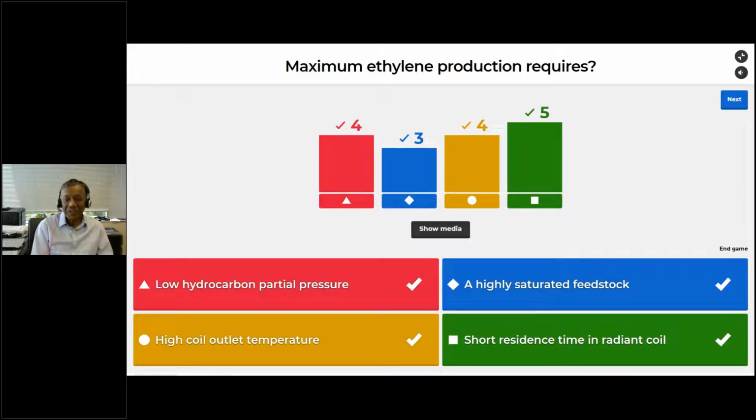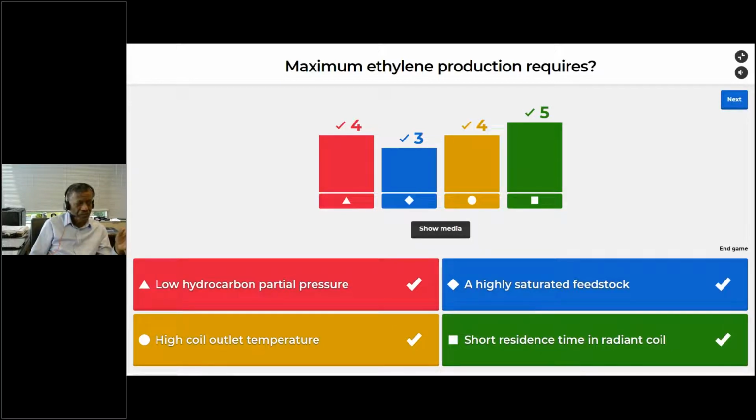This says all the four answers are correct. You need a highly saturated feedstock. That is the first requirement. Then you need low hydrocarbon partial pressure at the outlet. As you see, when you crack ethane and make ethylene plus hydrogen, the volume is going up. And when the volume goes up, it means if you want the reaction to proceed at a fast pace or the reaction to complete, you need a low hydrocarbon partial pressure. Very simple. So you need low hydrocarbon partial pressure.